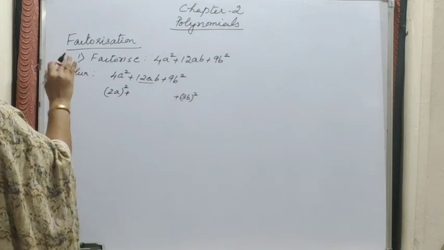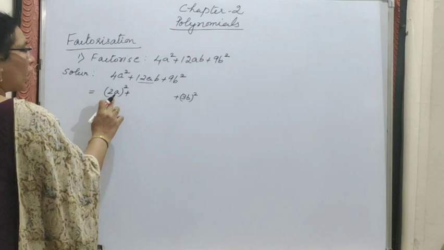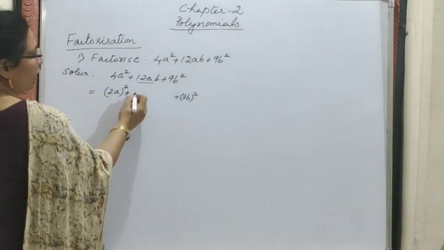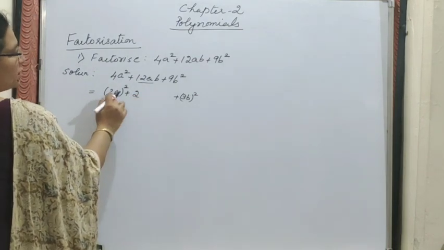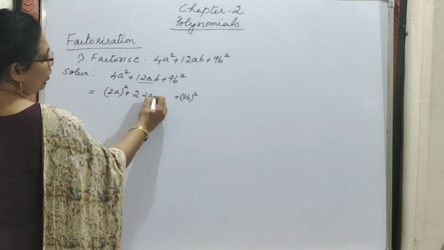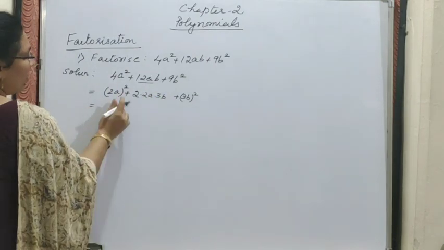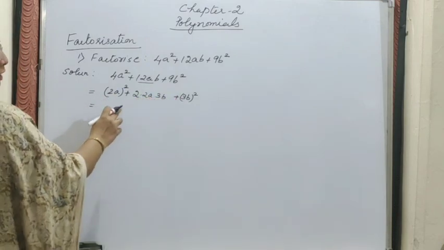Understood? So you should get the middle term. Without knowing it, if these two are the first term and the last term of this expansion, then the possibility is 2ab. So 2 into, what is the first term? 2a into 3b. Right? So what are we getting here? 2 into the first term, that is 2a, then the last term 3b, that is 2ab.